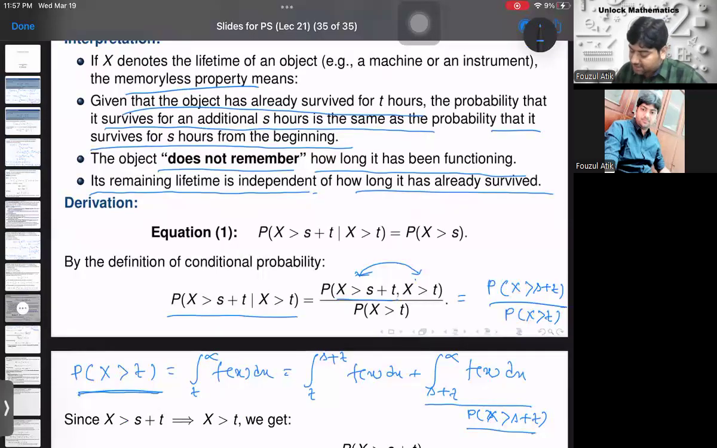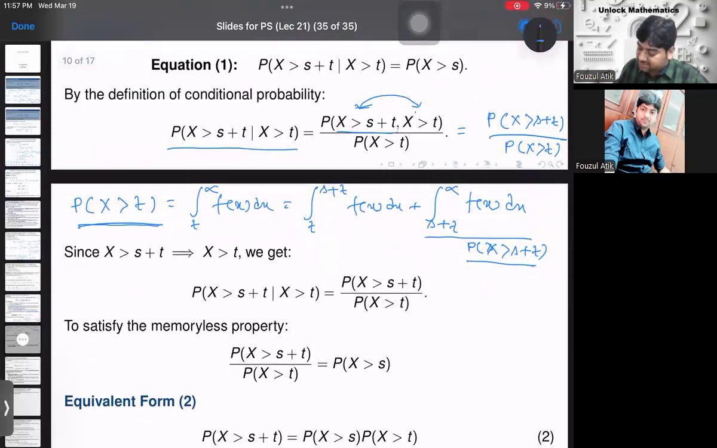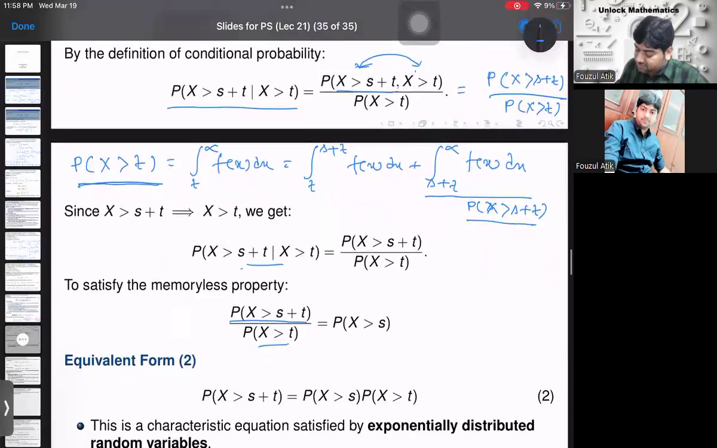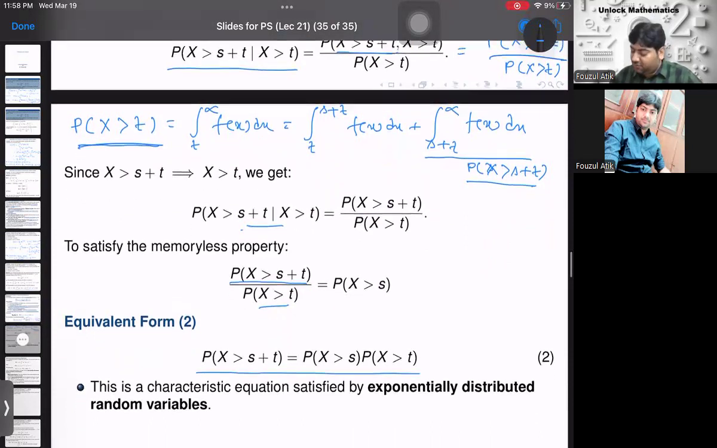Okay, so once you have this, the memoryless property said this one is equal to P(X > s), but this value we got as P(X > s + t) divided by P(X > t). Therefore we got a new form of the memoryless property: P(X > s + t) is equal to P(X > s) times P(X > t). So this is the equivalent form of the memoryless property. If some random variable's probability follows this condition, we say it has the memoryless property.